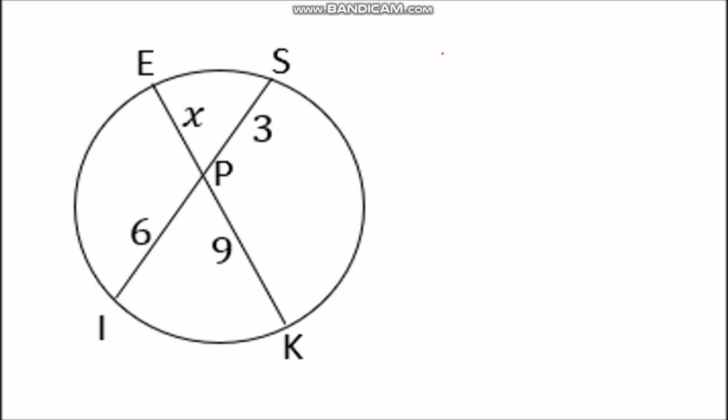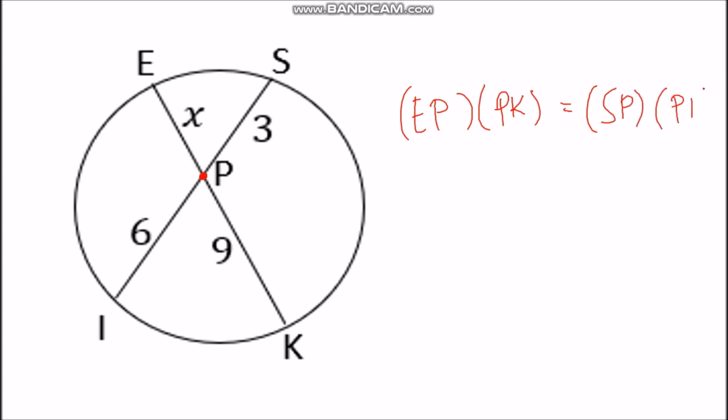So another example is that, let's say we have here this circle wherein we have this chord EK and chord SI. And then their point of intersection is this point P. Now, applying Theorem 115, so again, the product of the segments EP and PK must be equal to the product of segment SP and segment PI. So let's write the formula here. So you have EP multiplied to PK, and that will be equal to SP multiplied to PI.